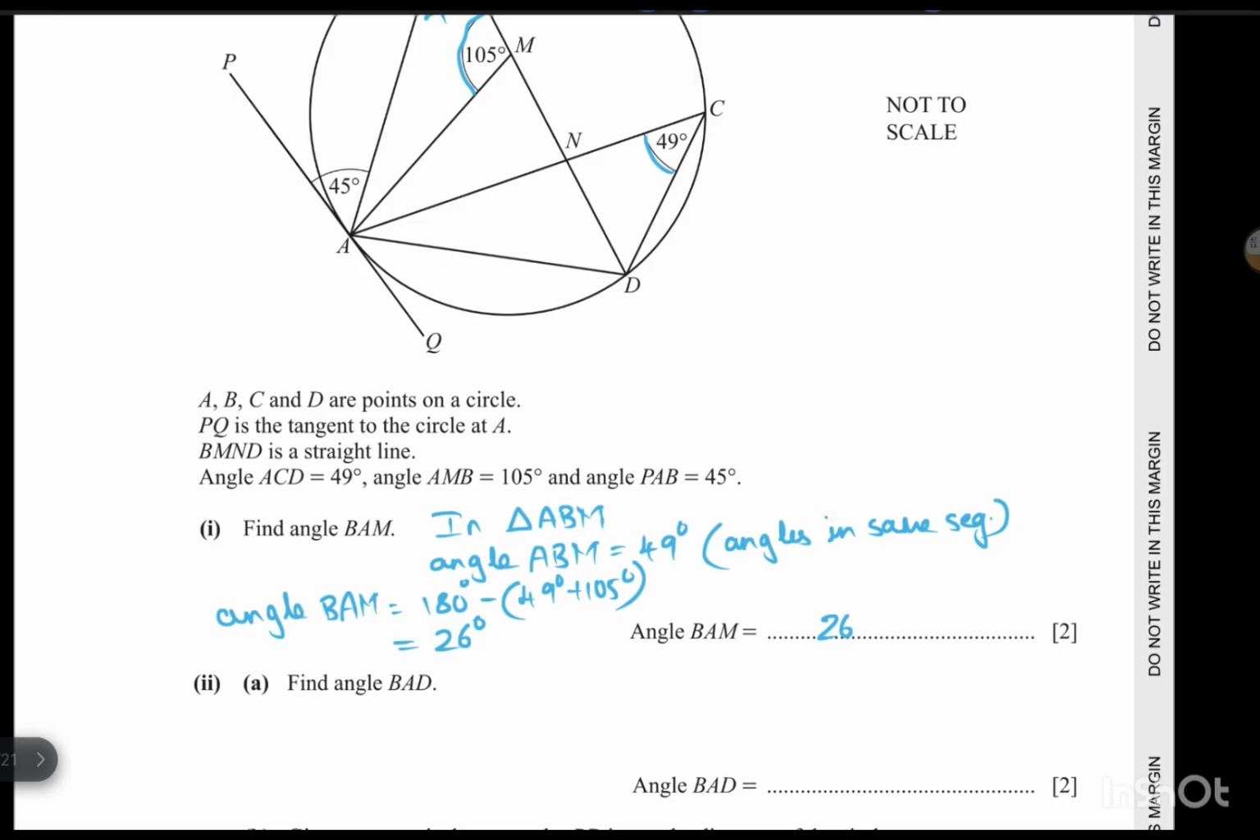Why? Because angles in the alternate segments are equal because of this angle. Angle ADB is equal to 45 degrees. Angles in the alternate segment are equal.